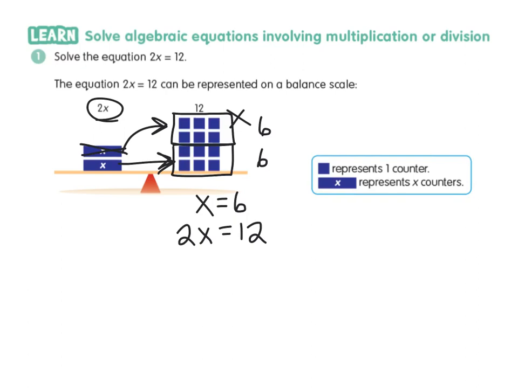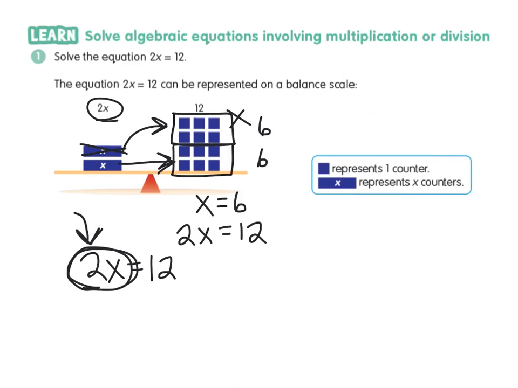To solve the problem algebraically, I would start with 2x equals 12. Then, to isolate the variable, I need to figure out a way to get rid of this 2 right here. Here's a hint. First, identify which operation is happening on this side of the equal sign that has the variable in it. The operation could be addition, subtraction, multiplication, or division. In this problem, when I have 2x, the operation that's happening is multiplication. The 2 is being multiplied to the x.